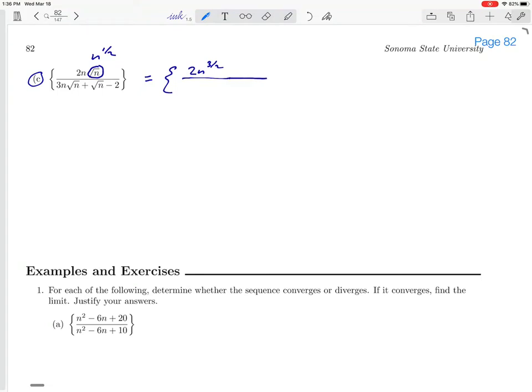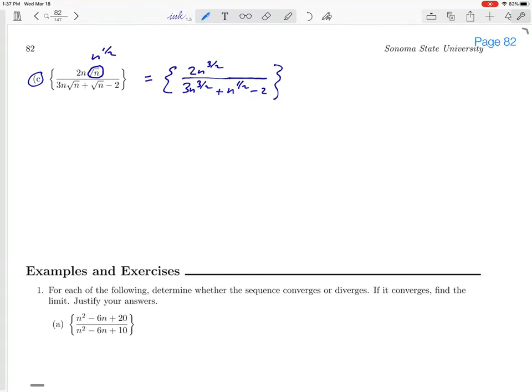If we do the same sort of thing in the bottom, that 3n square root of n turns into a 3n to the 3/2. And the square root of n is just n to the 1/2. And so we get a way of writing our sequence involving just powers of n.